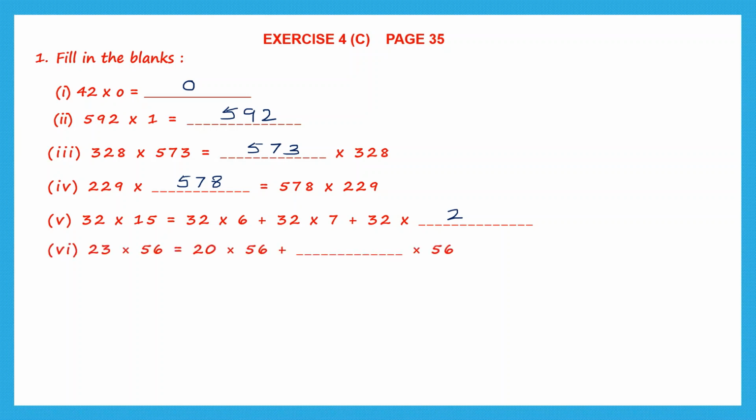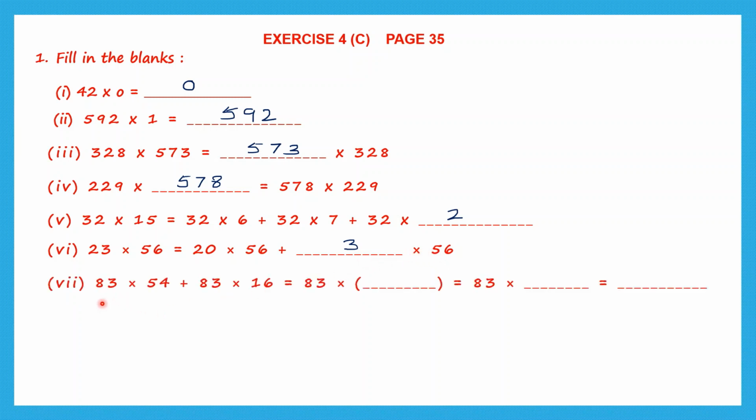Question 6. 23 into 56 is equal to 20 into 56 plus dash into 56. So 56 remains the same. We have used the distributive property on 23. Now from 23, only 20 has been taken. So what is left? 20 plus what will give us 23? 3, isn't it? 20 plus 3. So here we'll write 3 into 56. So how does this become now? 23 into 56 has now become 20 into 56 plus 3 into 56.